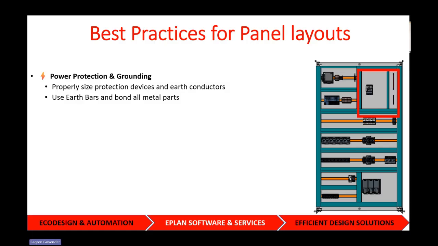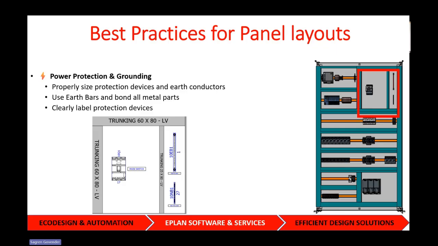Again, the good thing with the Rittal panels is they are self-bonding, but there's no harm in putting a note on the drawings, because sometimes you just don't know which panel is being used. It could be some of the opposition's products where they don't self-bond. So just put a note in your drawings to make sure that they're all bonded. Clearly label your protection devices as well, like your main switch, your main isolator, earth bars, neutral bars, all of that stuff.